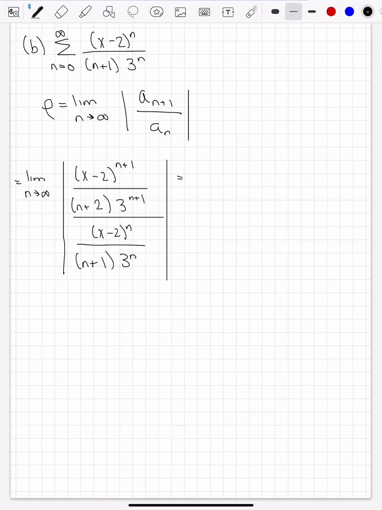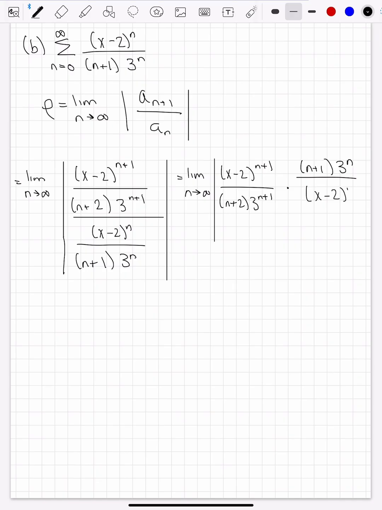Right, and now we're going to keep, change, flip. That was our first simplifying step. So we're going to keep the numerator the same, so that whole fraction that's in the numerator. And then we're going to multiply by the reciprocal of the denominator. So I'm going to bring the bottom's denominator up. Okay.